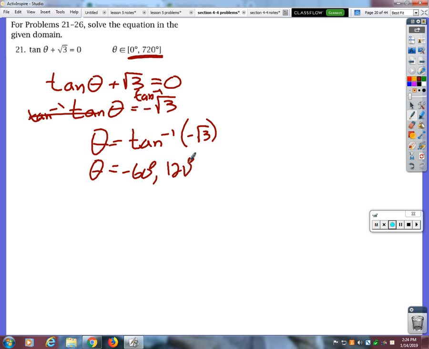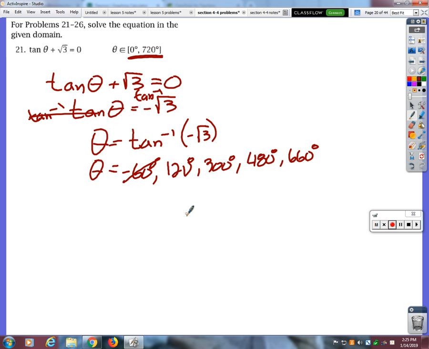120. And then if I add 180 again, then I get 300. And then if I add 180 again, 480. And then if I add 180 again, 660. And then if I add 180 again, then I'm past 720. So I don't need to do that. Right? Okay?